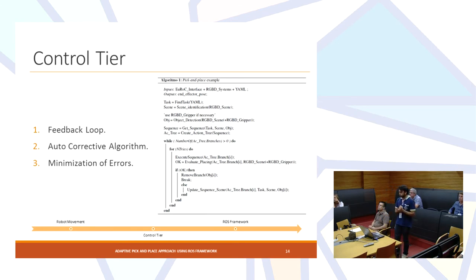And finally, the control tier, the most important one, was the one that controlled the entire system, and the students had to develop it entirely. In the sense that they had to use the information retrieved from the cameras, identify the objects, and then create a cycle of picking and placing the objects in the correct poses.